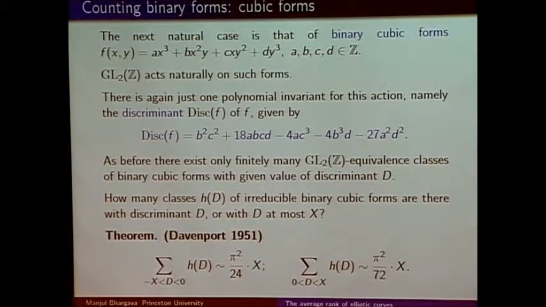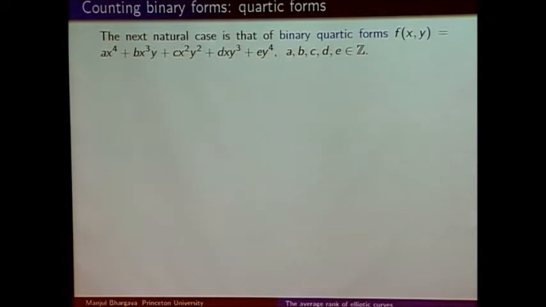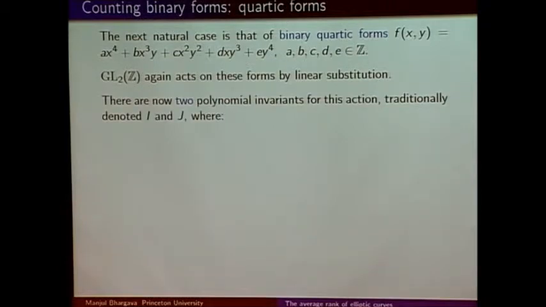Okay, so these are the cases of binary quadratic and binary cubic. And so what I want to discuss is the case of binary quartic, which I was talking about in yesterday's lecture. So if you look at binary quartic forms where the coefficients a, b, c, d, e are integers, then again GL2(Z) acts on these forms. But now there's not just one invariant. There are two invariants for this action, which are traditionally called I and J.